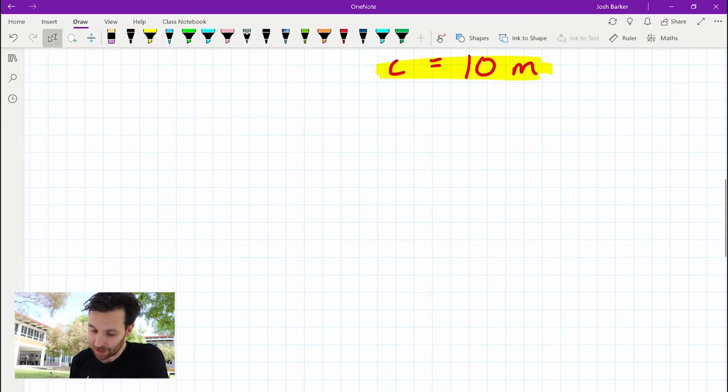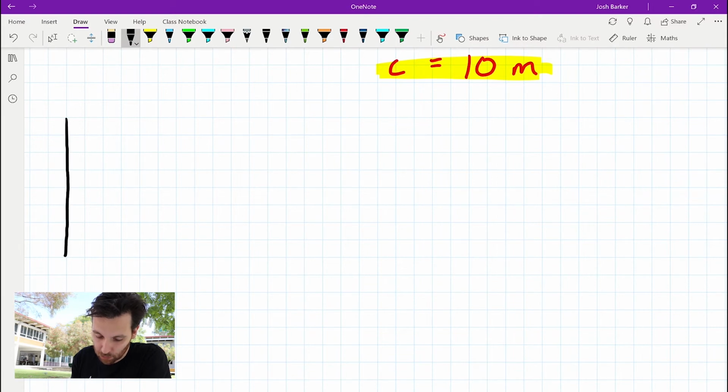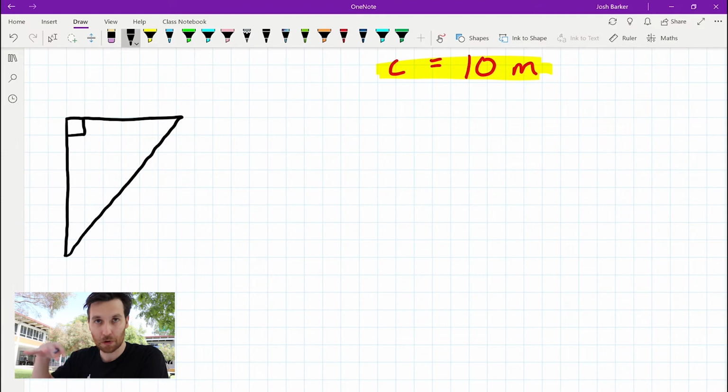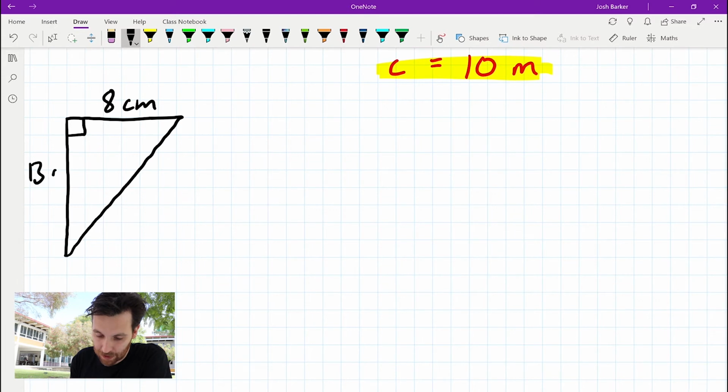Okay, we'll do the second question from the PowerPoint now. So another right angle triangle of different orientation. Still a right angle triangle, even though it's been flipped around a little bit. So we've got 8 centimeters and 13 centimeters. I think the question says find the length of the missing side to 2 decimal places.